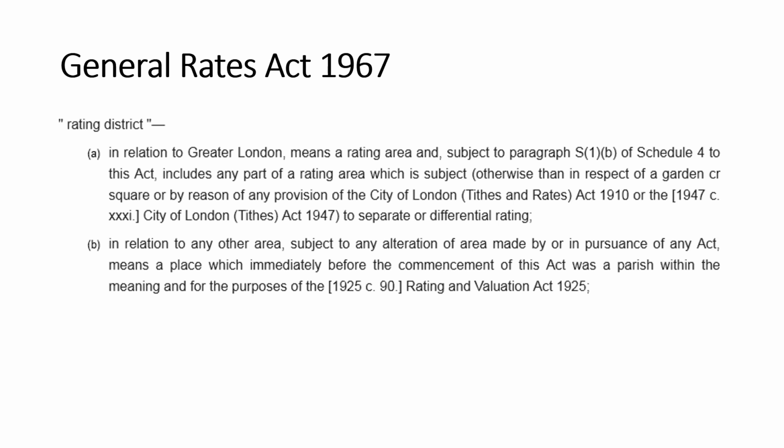Now, rating district in Greater London means rating area subject to Section 1 sub B Schedule 4, and we've already gone through that. Includes any part of the rating area which is subject to otherwise in respect of a garden. I don't know what CR means. Provisions of London and Title Rates Act 1910, 1947, City of London Act 1947 to separate ratings. Again, that wouldn't apply to us because we're not in that area. Relation to any other area subject to alterations made, provisions of any act. Okay, any act would apply to all acts, and we all know now that private dwelling houses are non-taxable, and then it's talking about a church.